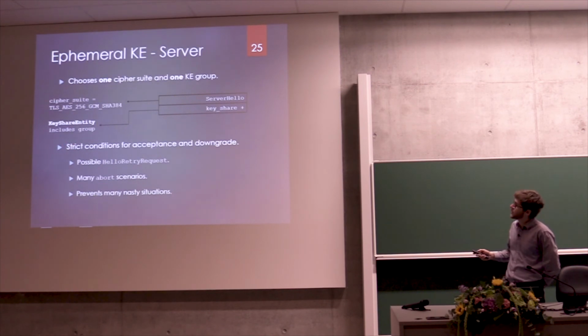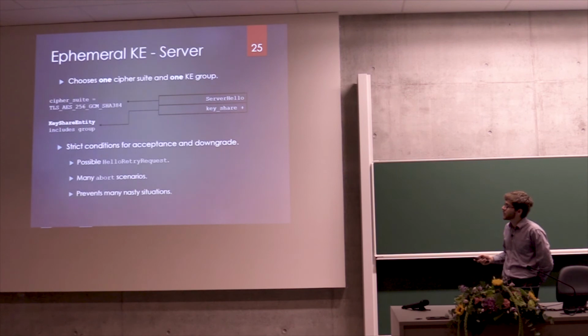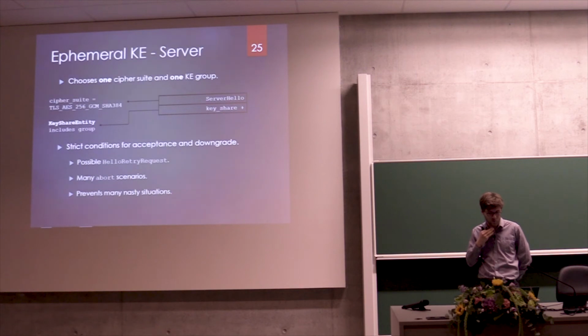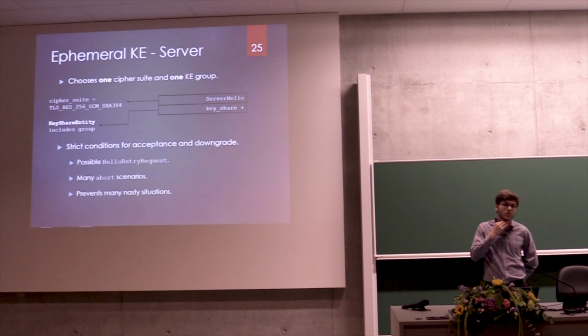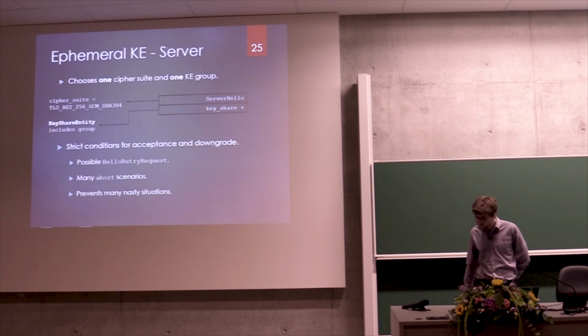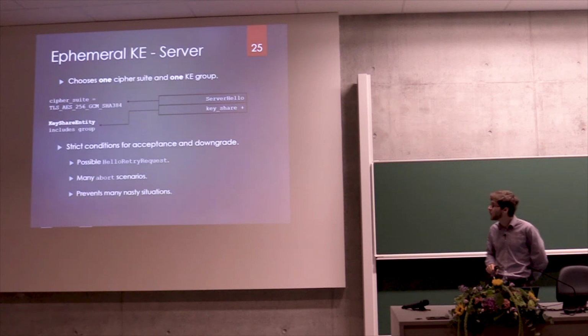Less, not so much cryptographically speaking, but more in a protocol kind of way, the protocol has very strict conditions for what the server can accept and when the server will allow a downgrade. So there is a possible hello retry request message, if something's gone wrong. But essentially, if you read the draft, there are a lot of options, like if you follow the path, if something's not right, abort. The server will not yield to an insecure connection. If something's a little fishy, it will just abort. And this prevents many nasty situations.